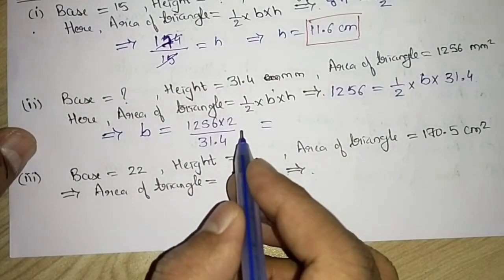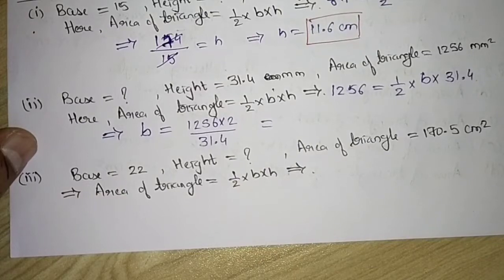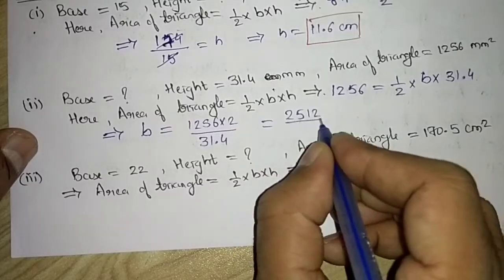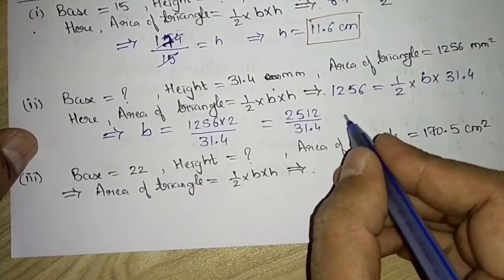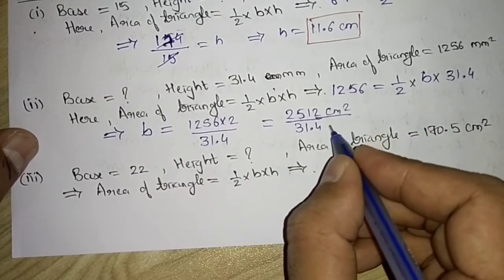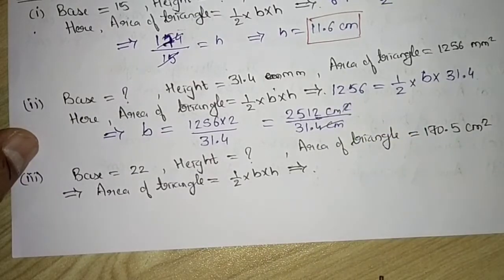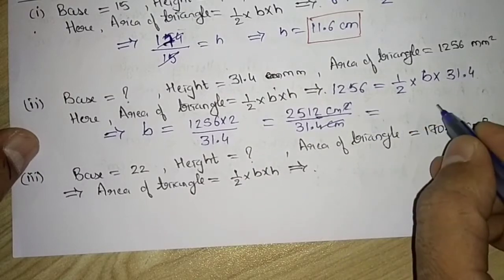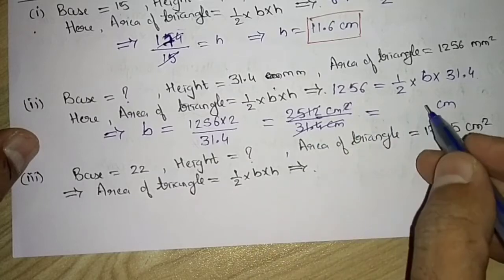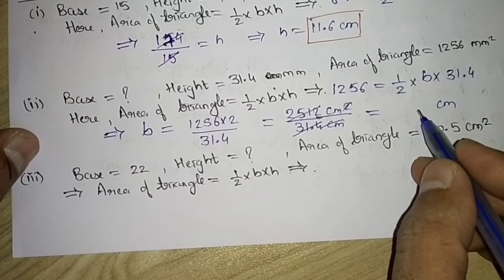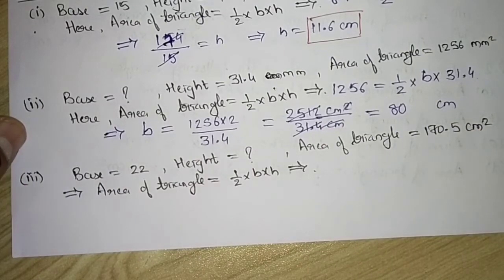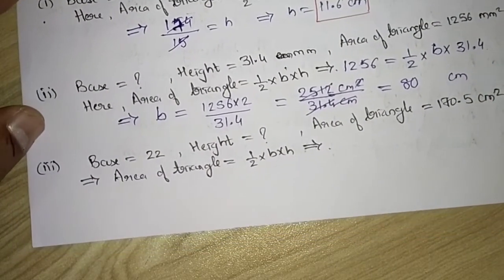So this will become 2512 divided by 31.4. This is in centimeter square, this is in centimeter and square will cut out, we will be left with centimeter, and when we solve this, we will get 80, I think, yes, 80 centimeter. The answer will be 80 centimeter when you cancel out.